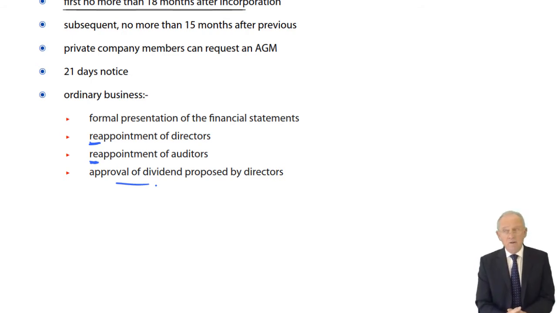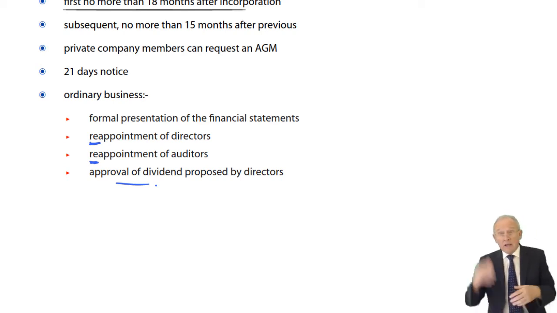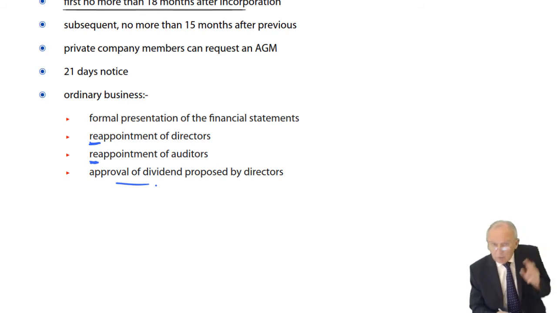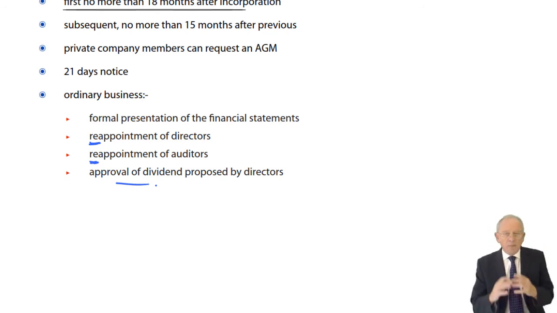Ladies and gentlemen, this year, because we've had a good year, we're proposing that a dividend of 2.2 cents per share shall be paid. We need to have your approval. All those in favour, and hands will go up, and all those against, and maybe one or two hands will go up. That's the approval of the dividend.